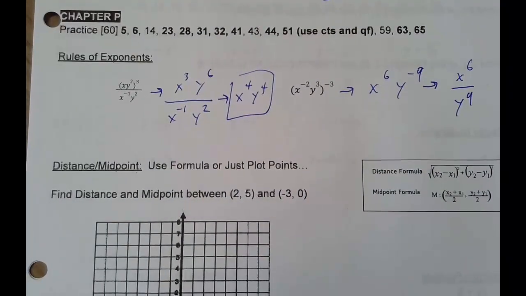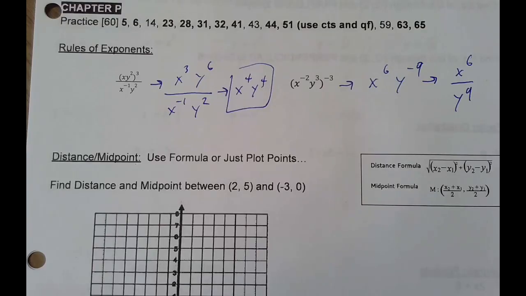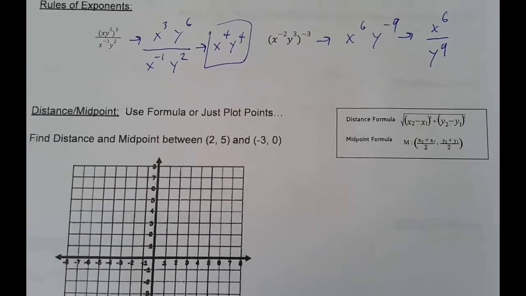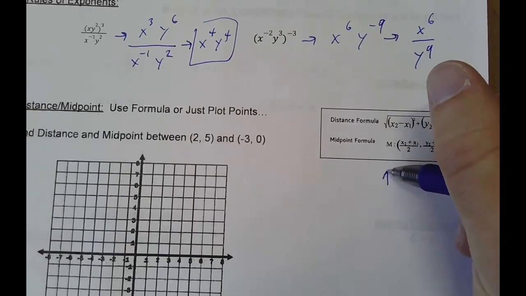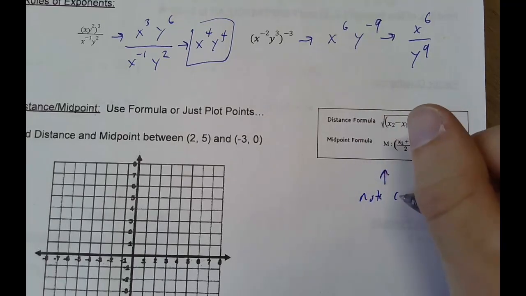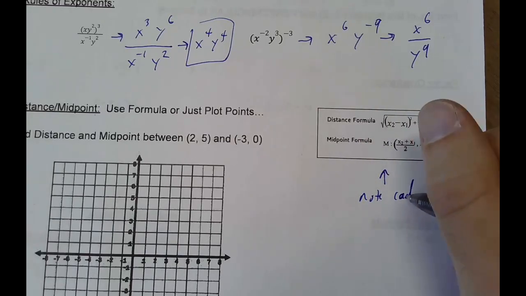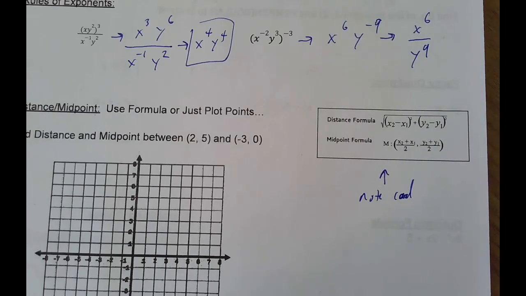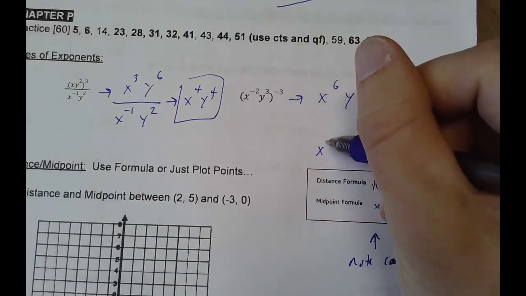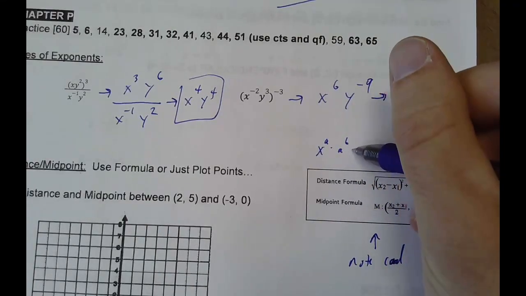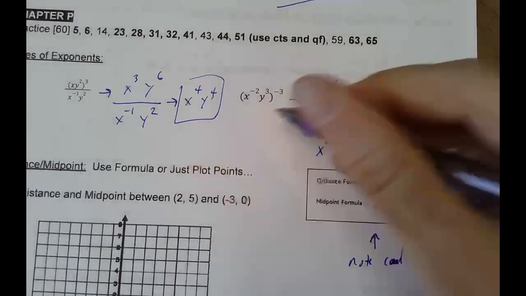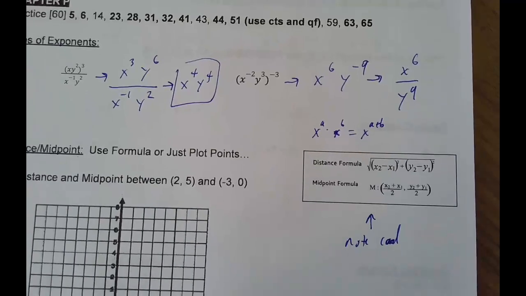Okay? Distance and midpoints. Use formula or just plot the points. Find the distance and midpoint between (2, 5) and (negative 3, 0). So it's obviously, guys, these on the right, where you want to put this in your note card. Absolutely, note card this. So remember, no worked examples can go in the note card, but the rules can. So for example, you could put x to the a times x to the b equals x to the a plus b. That's totally fine, but you couldn't put these up here. You can put the rules, but you can't put the worked examples.